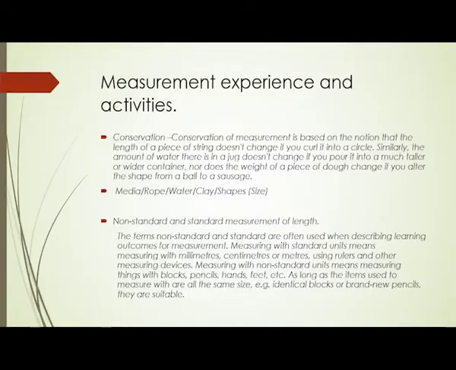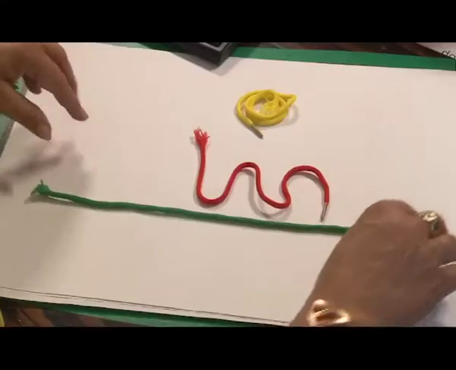Now when it comes to conservation, first, what is conservation? Conservation of measurement is based on the notion that the length of a piece of string doesn't change if you curl it into a circle. My example here in front of me. This is how you demonstrate to the child.